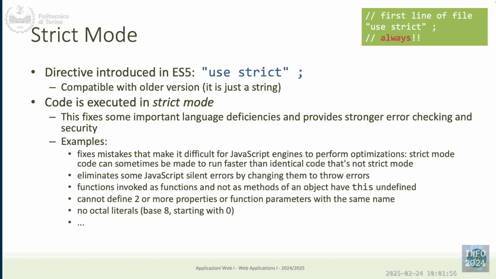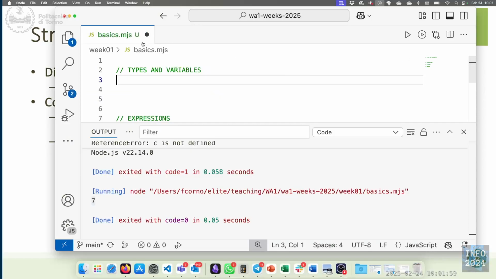Another way, but this only works in Node.js, is to name your file differently. Normally, a JavaScript file has the extension .js. In Node, you can also use the extension .mjs, where M stands for modules, so modular JavaScript. That tells Node.js, the interpreter, that we want to use the new module syntax, which is also implied by strict mode. So it will automatically switch on strict mode.